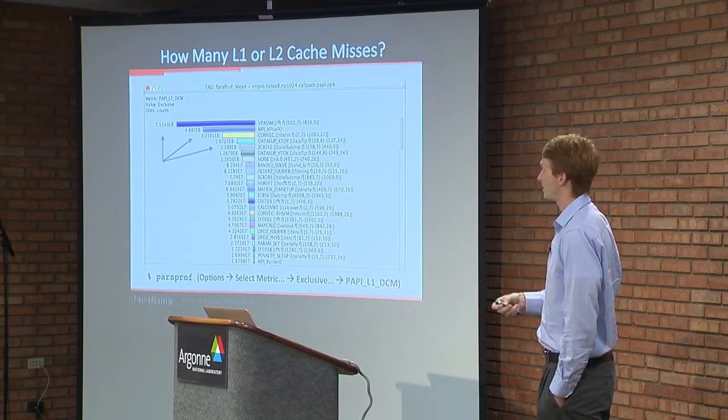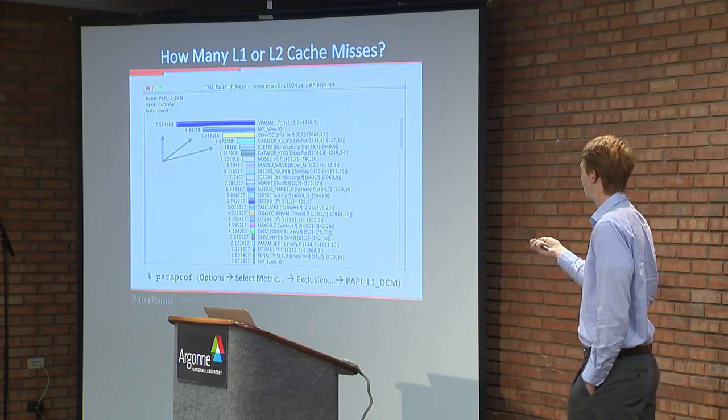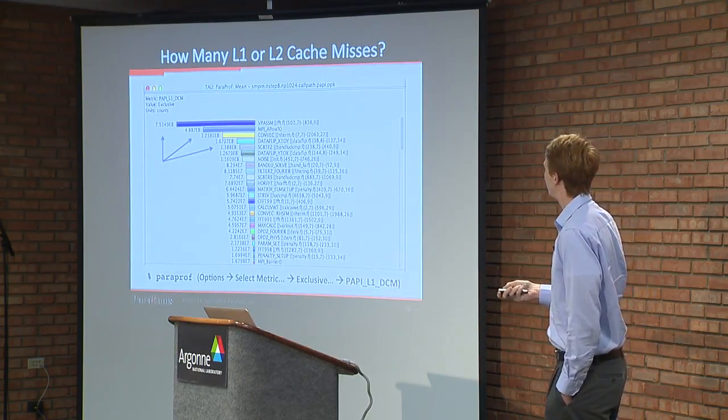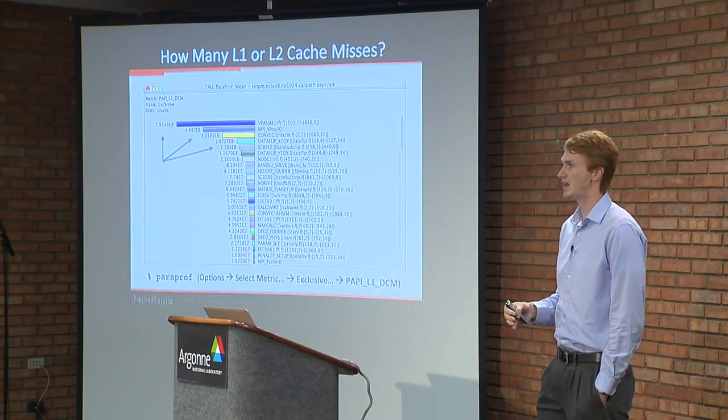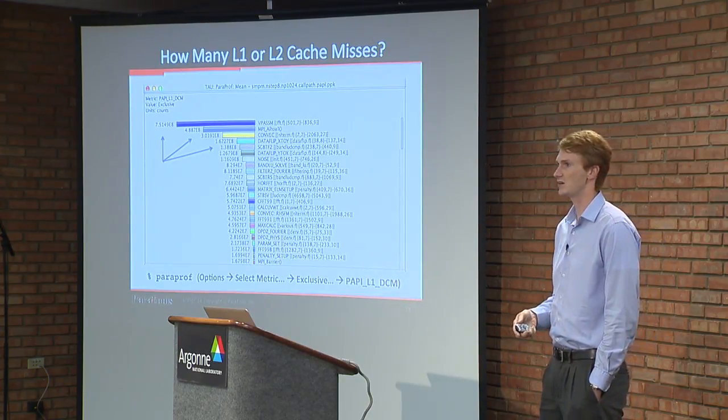MPI all-to-all is now my second most data cache miss, is the second most in this list. And that makes sense if you think about it. This is a routine moving a lot of data around, so I probably shouldn't panic just because there's a lot of data cache misses in all-to-all.